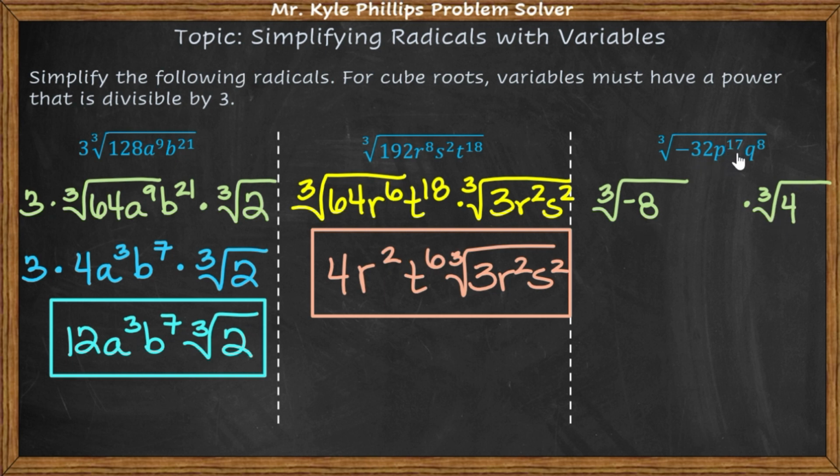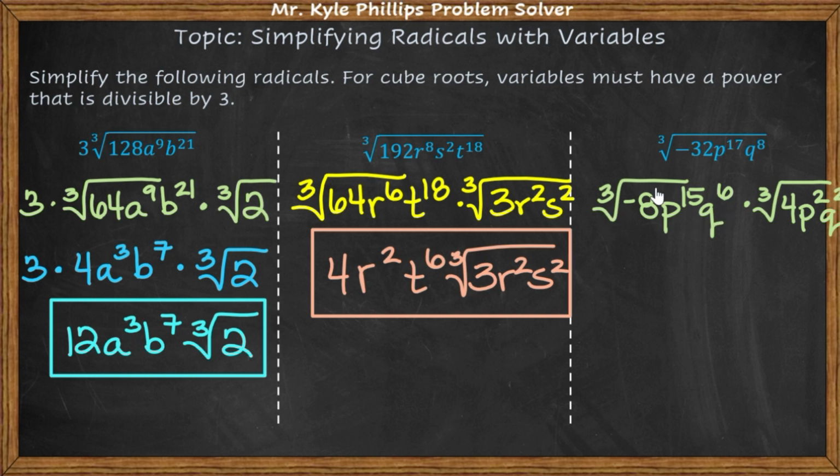Can 17 be divided by 3? No. So how many times can 3 go into 17? Well, it can go in 5 times. And how many left over? 2, okay? So here we know this is going to be to the 15th with 2 left over. Q to the 8th, we know that the largest multiple of 3 that can go into 8 is 6, and there will be 2 left over.